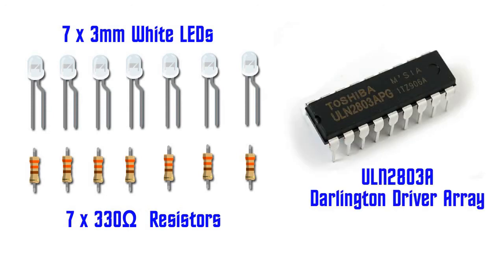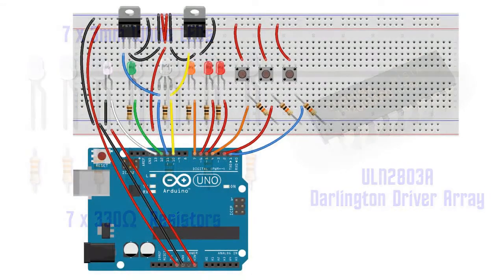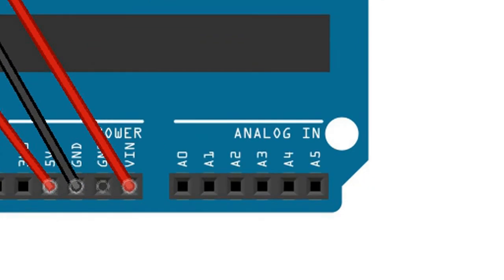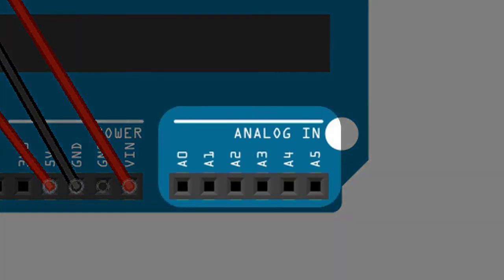Finally, we need a ULN2803A Darlington Driver Array chip. In this segment, we'll be turning the Arduino's analog input pins into digital output pins. Let's examine the analog input rail of the Arduino Uno for a moment. In our sketch, we will define analog input pins A0 to A5 as digital output pins 14 to 19 respectively, which will be enough pins to run 6 of our floodlight LEDs.